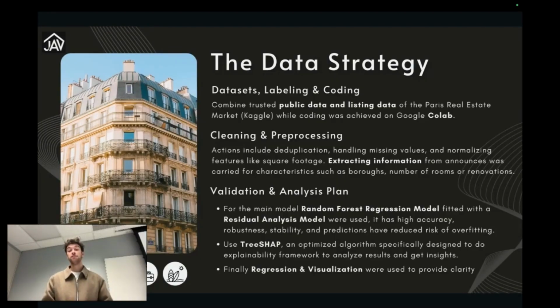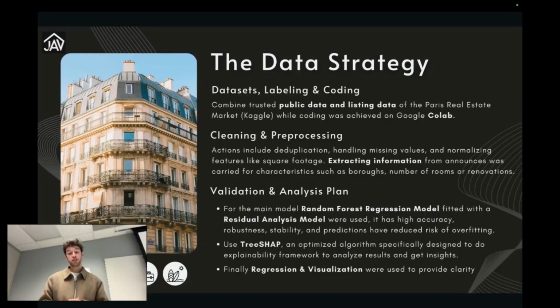We also extracted information from the announcements, and this was done for characteristics such as boroughs, number of rooms, and renovations. Finally, the validation and analysis plan was made from a random forest regression model fitted with a residual analysis model. So this ensures that we had high accuracy, robustness, stability, and the predictions have a reduced risk of overfitting.